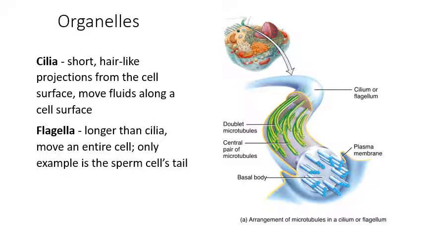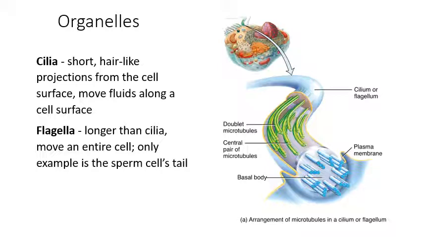Okay. And then cilia and flagella. These are appendages that we can find on the outside of cells. These are not on all cells. In fact, they're not on most cells. But what they do is facilitate movement. And they both have the same structure.